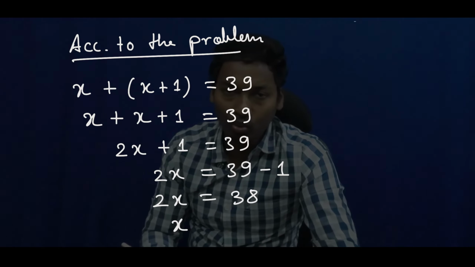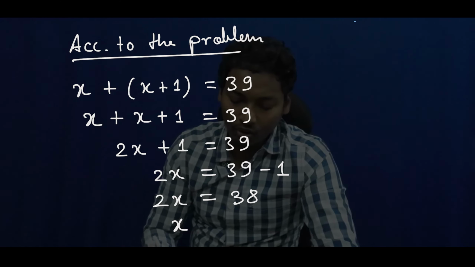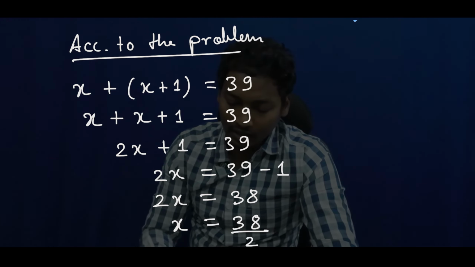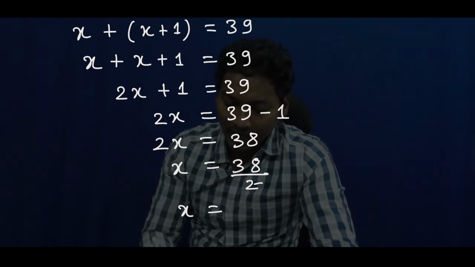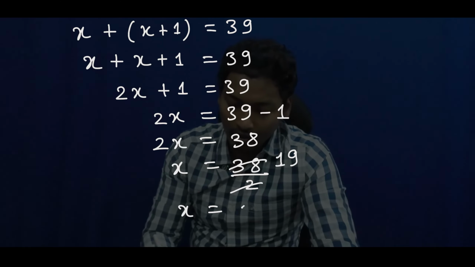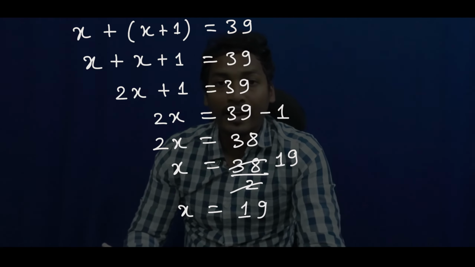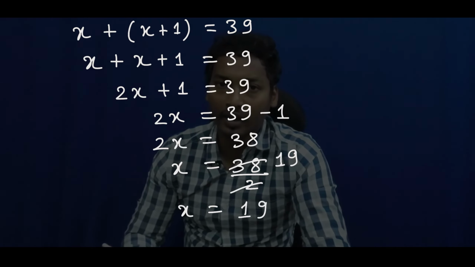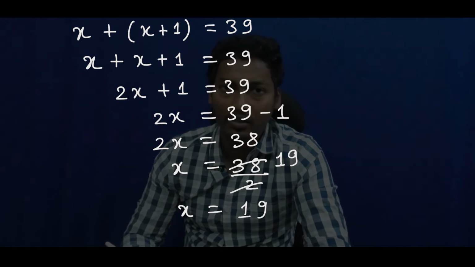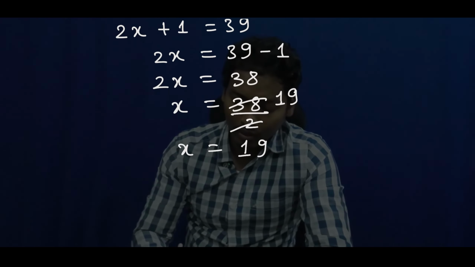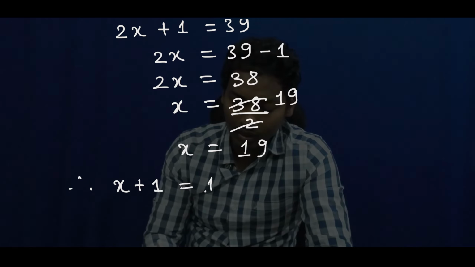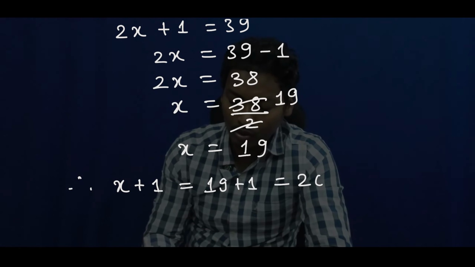So when we are multiplying 2 with x here, to transpose it to the other side, we are going to divide 38 by 2. So 38 by 2 is going to give you 19. Two 19s are 38, and this will be the value of x, which means the first consecutive integer. And what will be the next consecutive integer after 19? Obviously 20. So let's show the other integer, that is x plus 1, which is equal to 19 plus 1, which is equal to 20.